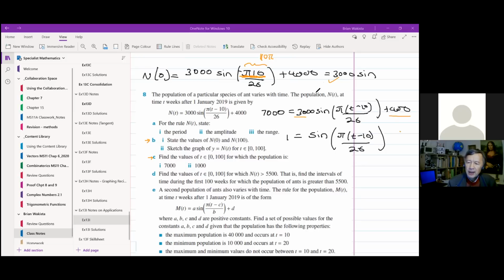So basically, the sine value equals 1. Can we just rewrite that? So you have sine theta equal to 1. Let's focus on theta first. What would theta be? Pi over 2. Yes, pi over 2, that's right.